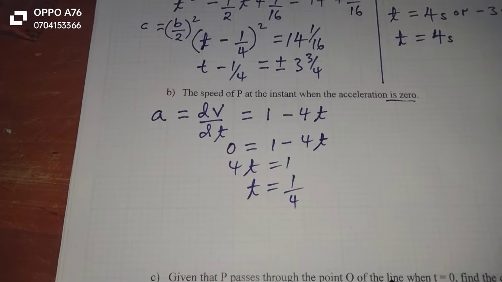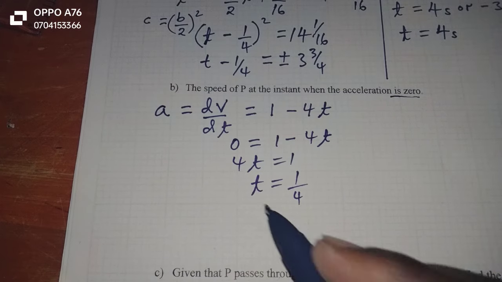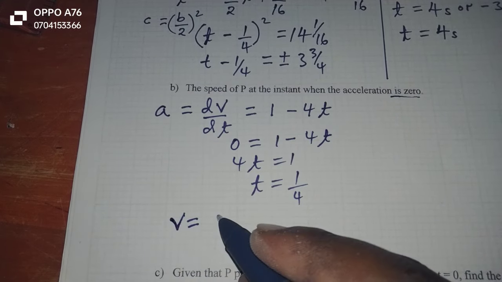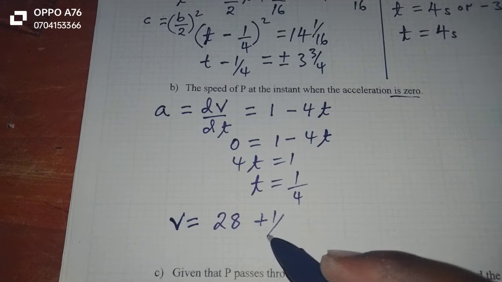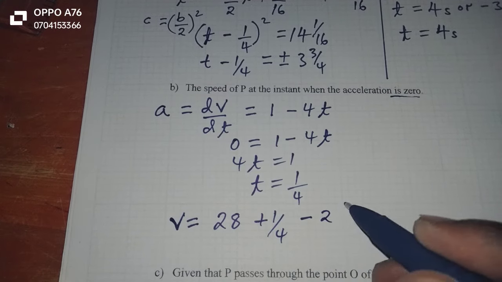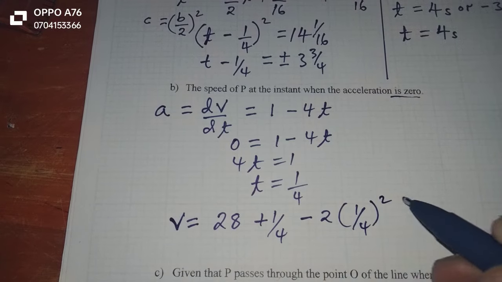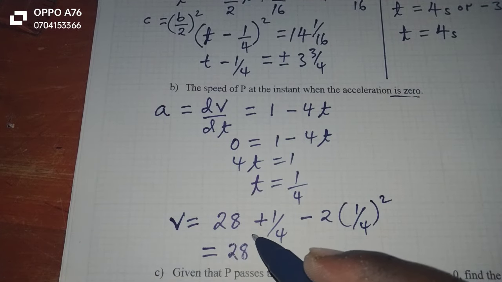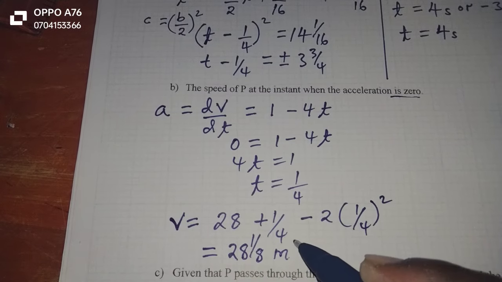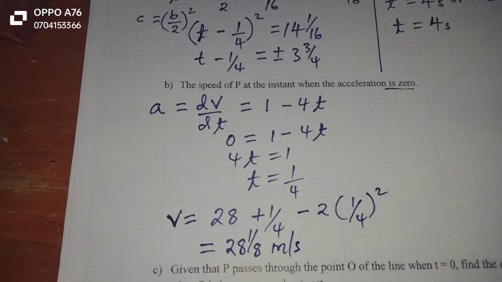So the speed, or rather the velocity at such a moment, is going to be equal to 28. We go now back to the velocity function, plus t, which is a quarter, then minus 2t squared, so a quarter squared. Then now we compute this: 28 plus a quarter minus 2 into a quarter squared. This is exactly going to be 28 and an eighth meters per second. That is the speed.